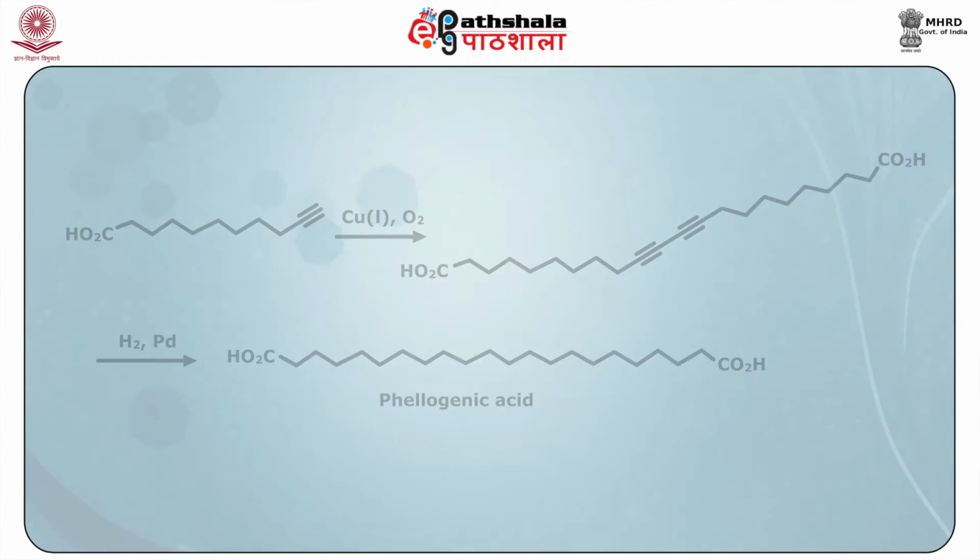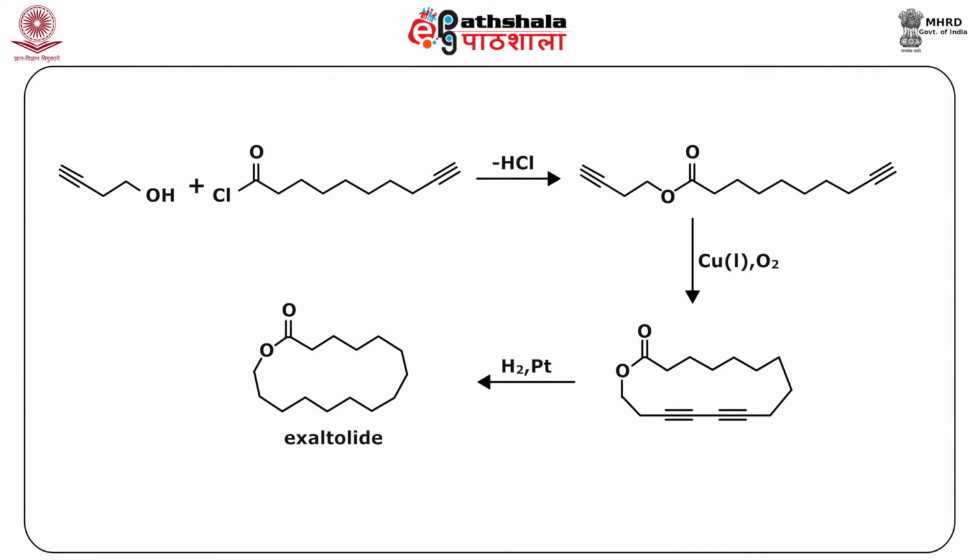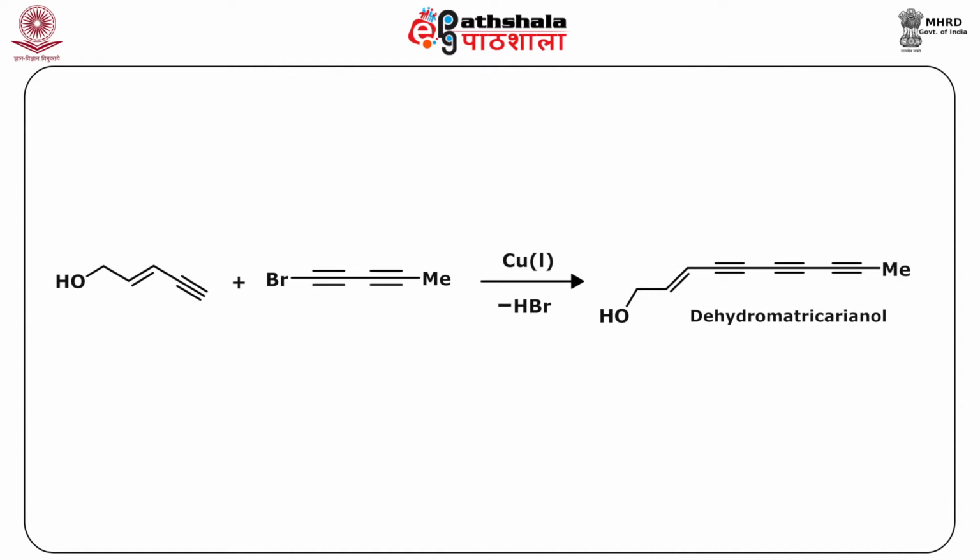undecylenic acid. Intramolecular coupling of terminal alkynes may occur also in some cases to produce cyclic compounds if the resulting ring is not highly strained. For example, the synthesis of macrocyclic lactone exaltolide. This compound is partly responsible for the sweet odor of the Angelica root and has been achieved with high yield. Coupling of monosubstituted acetylene with 1-bromoalkyne can be performed to afford heterocoupled product in good yields.